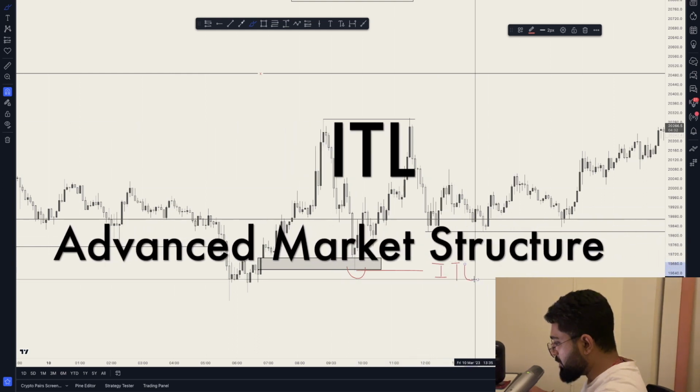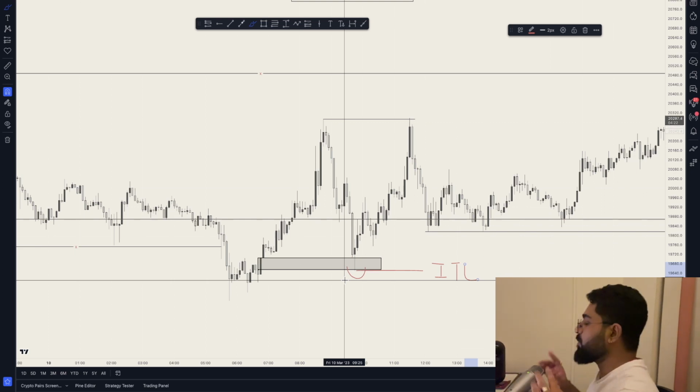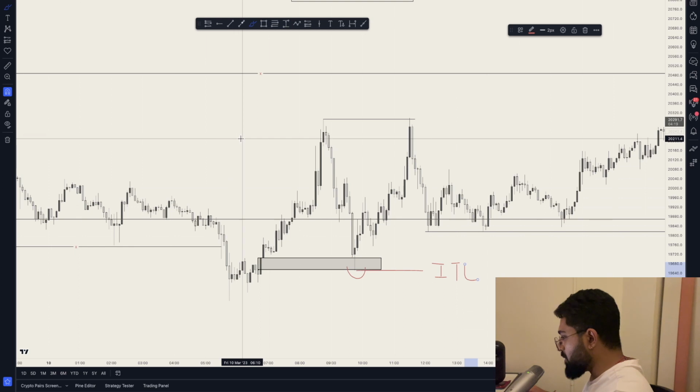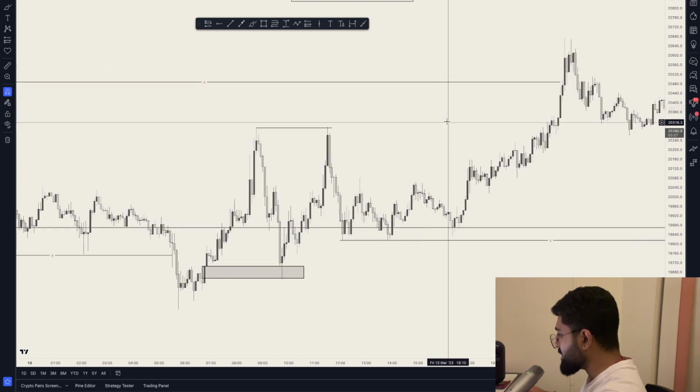That's an ITL. ITLs are very important swing points, a swing low or a swing high. This is a part of the advanced market structure that ICT teaches. I think you'll find it in the 2022 mentorship, episode 12. I think it was 12 or 13, I think it was 12. So you can find ITL there. Basically, an ITL is a swing that balances the imbalance.